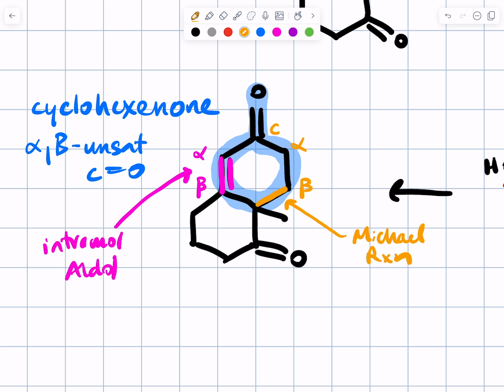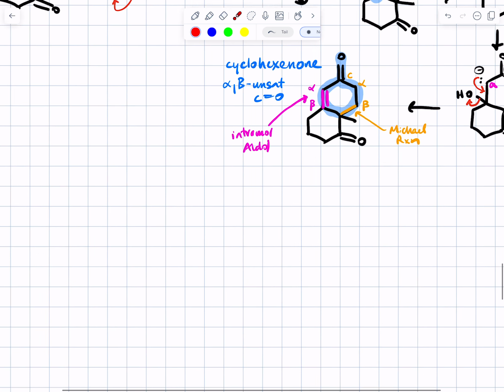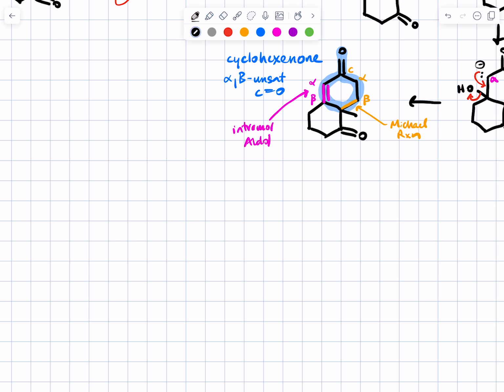If you can do that, it is easy to break the Robinson annulation product up into two parts. What's highlighted here is the alpha beta unsaturated carbonyl compound starting material. What's over here was the enolate. Let's do that in a slightly more horrific example.